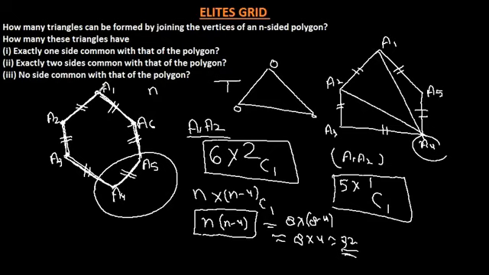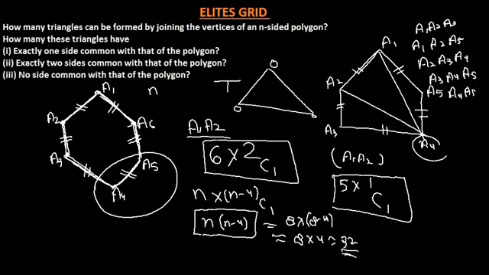For a pentagon, the two-sided common triangles will be A1 A2 A3, or A2 A3 A4, or A3 A4 A5, or A4 A5 A1, or A5 A1 A2. These are 5 triangles which have exactly 2 sides common. That means in an n-sided polygon, the number with exactly 2 sides common will be n. So the answer to your first question will be n into n minus 4, and the answer to your second question will be n.